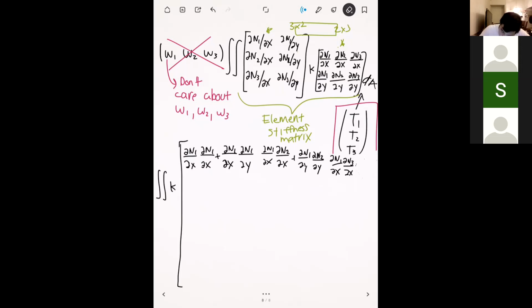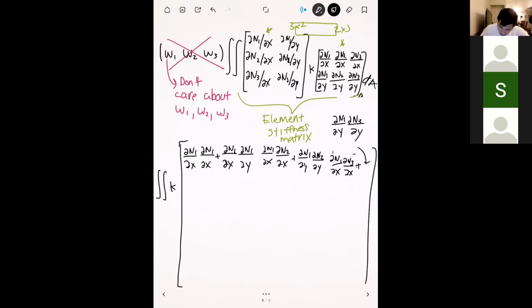Let me do this. And so this last term over here is going to be partial n1 partial y partial n3 partial y. And so that's the first row in the matrix. The next two rows are going to be the same, and I'm going to invoke the thing that we did before.